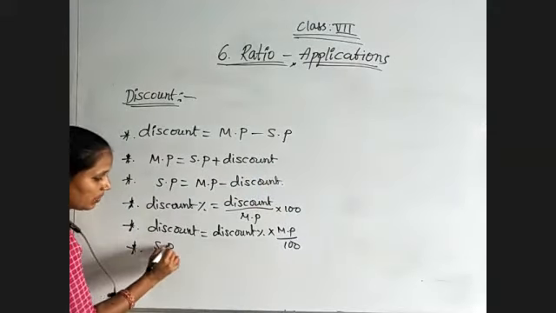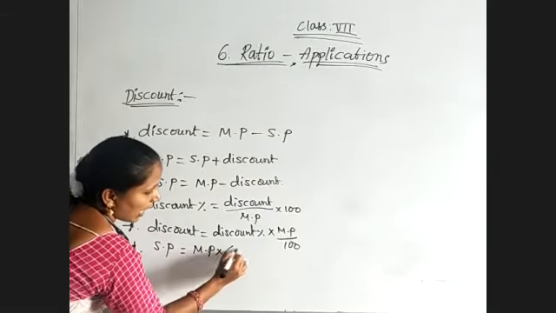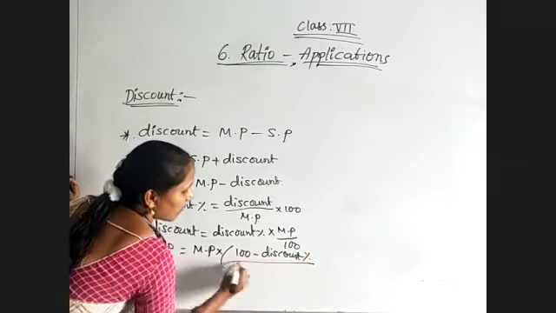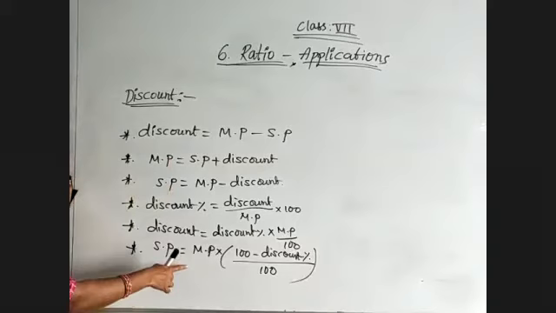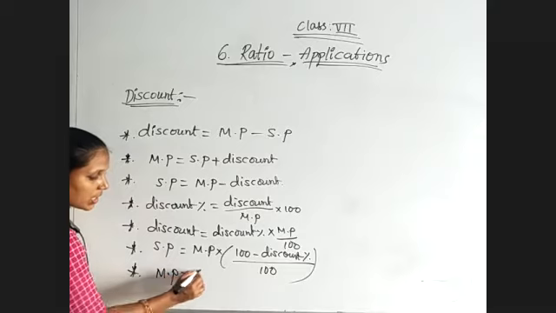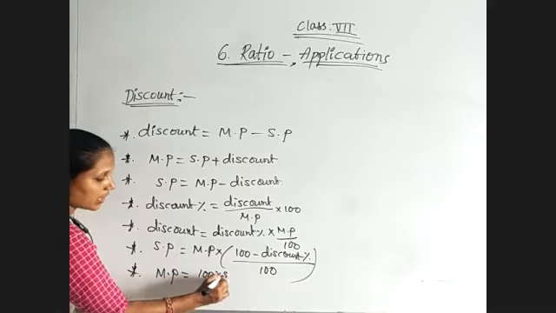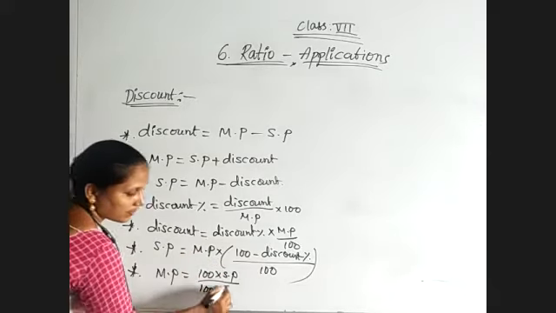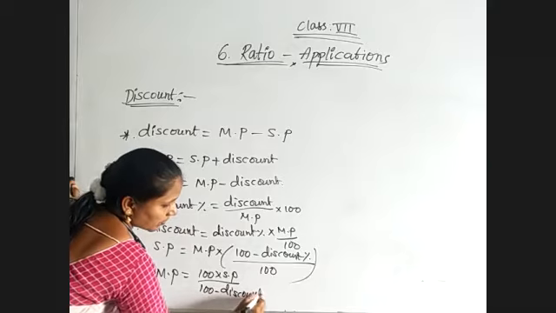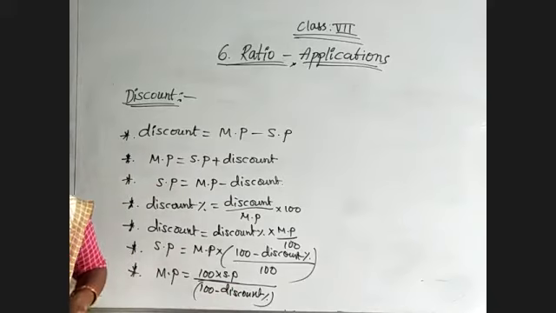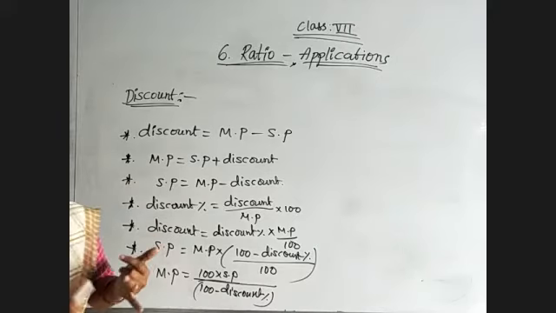SP is equal to MP into 100 minus discount percentage divided by 100. How it comes, I have also explained. Now from this we can write the formula for MP is equal to 100 into SP by 100 minus discount percentage. Okay, these are the formulas related to discount. And after this we will see example problems depending on profit, loss and discount.